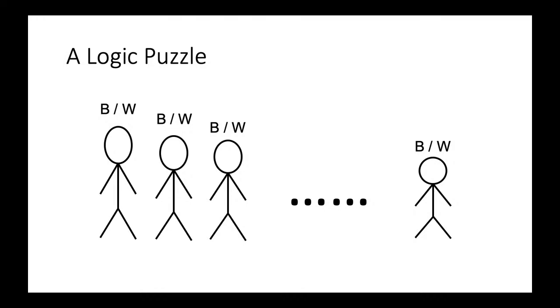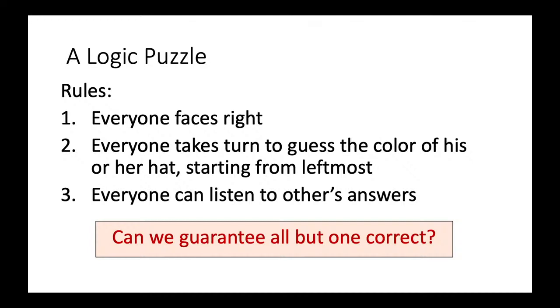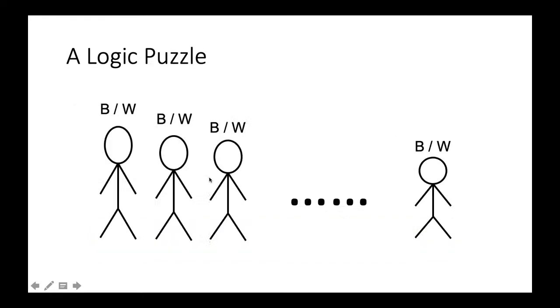And then we want to play a game. This game has the rules as follows. Every one of them faces right, and then every one of them will make a guess of the color of his or her hat. We start from the leftmost. This one is going to make a guess first by saying the word black or white. And after that, this one is going to say the word black or white for his or her own hat, and so on and so forth.